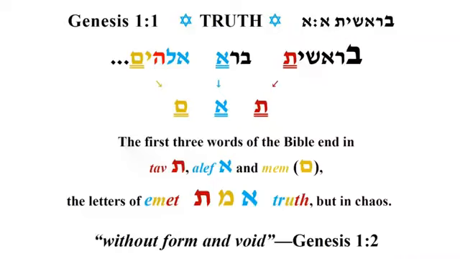Mem is one of those letters that has two forms, so just look for the yellow one. It's the same, and it might be a different shape in a minute. Okay? Those three letters, tav, aleph, mem, are the three letters you use to spell truth, emet, in Hebrew. Emet is aleph, mem, tav. So the last letters of the first three words are the letters for truth.